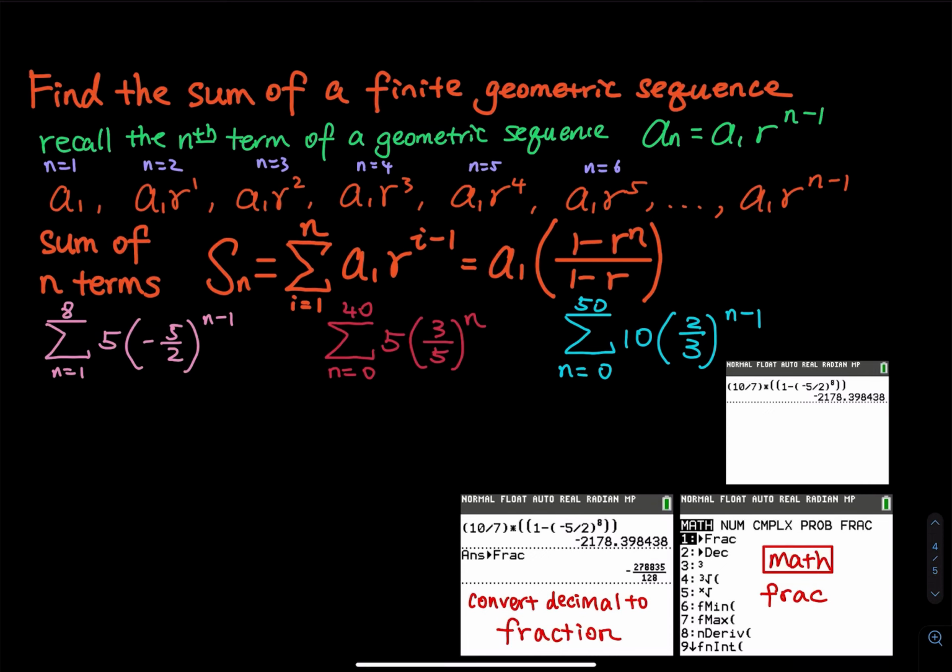Finding the sum of a finite geometric sequence. Let's start with recalling the nth term of a geometric sequence. So the a_n is equal to a_1 times r, which is the common ratio, raised to the n minus 1 power.